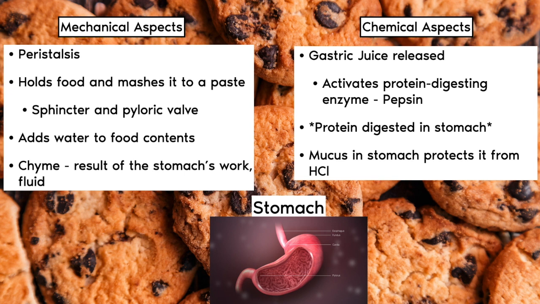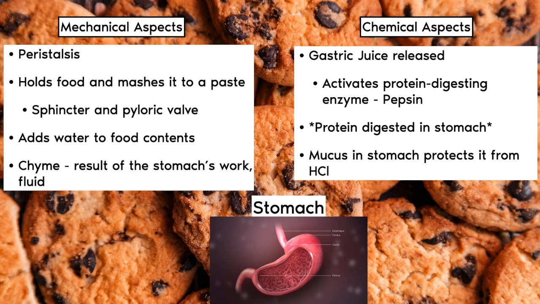And in your stomach, you're adding water to the food contents and you're creating what is called chyme. And chyme is just the result of the stomach's work, and it's fluid. So it's taking this kind of mashed up, not dry, but pretty dry food mass that comes from your mouth. In your stomach, you're adding more water, more acid to that, and you're creating this chyme.